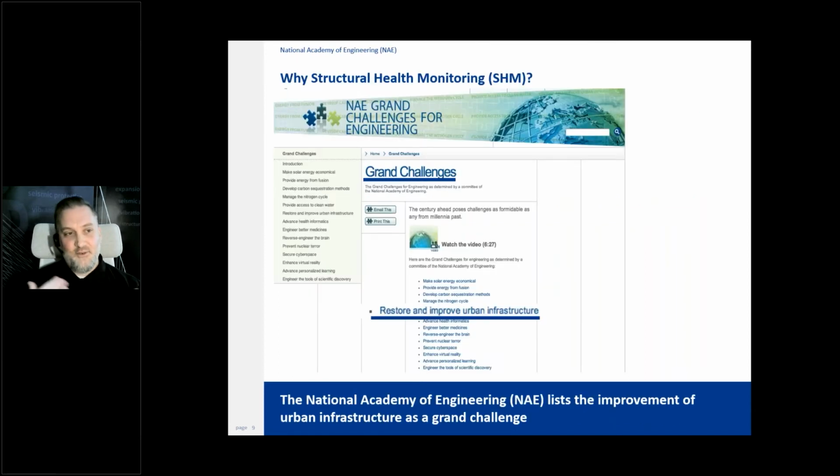And to further support the idea, we can look at the National Academy of Engineering. They list among their grand challenges currently the restoration and improvement of urban infrastructure. So again, structural health monitoring really fits this objective, and we'll see exactly how.